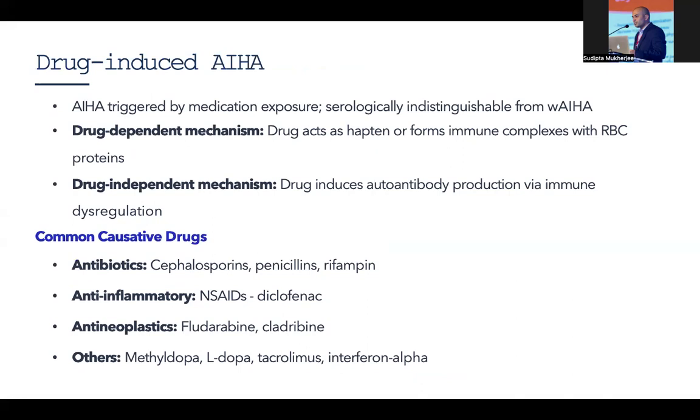Autoimmune hemolytic anemia can happen because of drugs also. Here it is triggered by medication exposure, and it is serologically indistinguishable from the warm variety. So take a detailed history of associated drugs. It can be a drug-dependent mechanism where the drugs act as hapten or form immune complex with RBC protein, or it can be a drug-independent mechanism where the drug induces autoantibody production via immune dysregulation, and then the cascade begins.